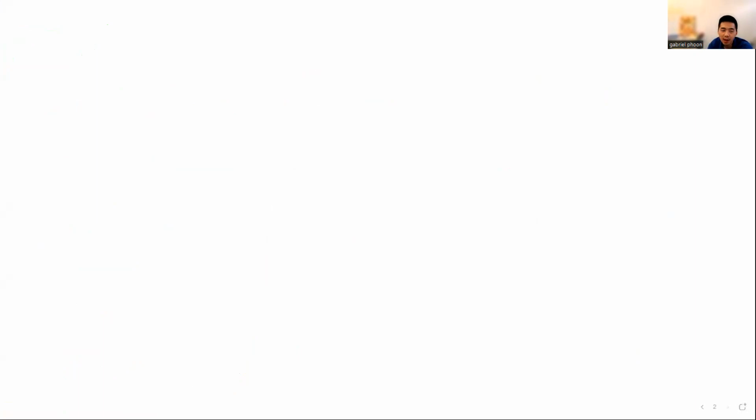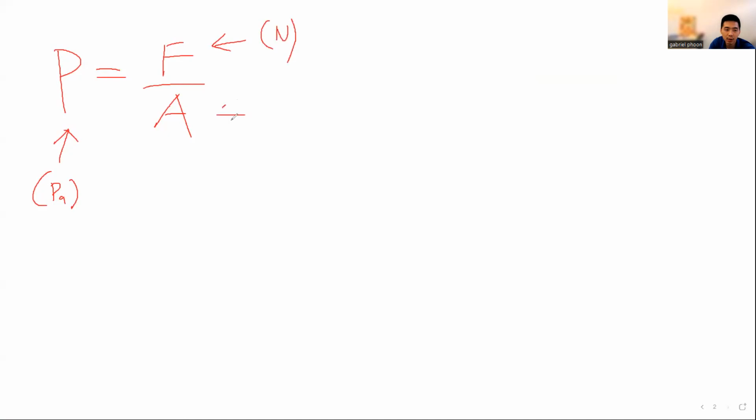pressure, right? Now, pressure has two main formulas. The first formula here, pressure, is known as force per unit area. Okay, this pressure is measured in pascals, the unit for pressure. F is obviously force, which is measured in newtons, and A is area, which is measured in meters squared. Okay. Now, how do we know that pressure is equal to force over area?